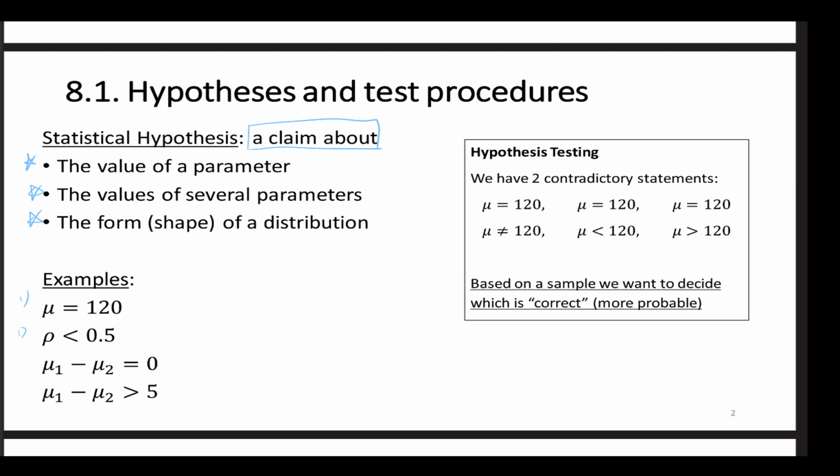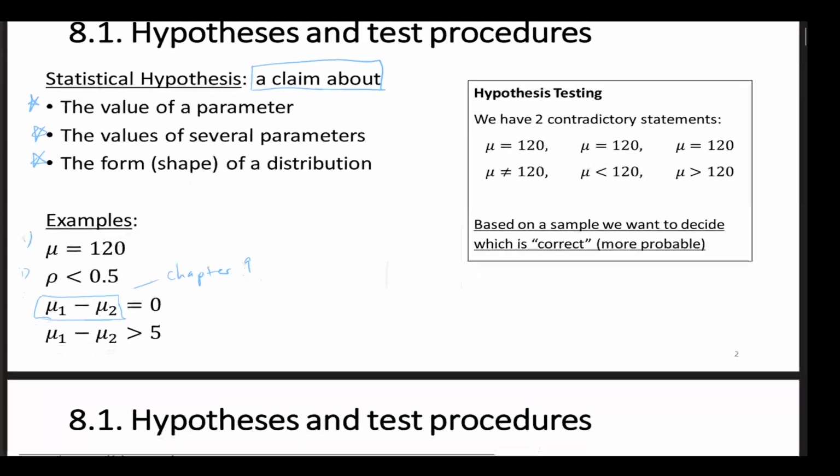Or a difference of means. You have two populations. We'll talk about this in chapter 9. The difference of means equals 0, meaning the means are the same, or the difference of means is greater than 5. So mu1 is greater than 5 plus mu2. So these are all statistical claims that people can make based on data.